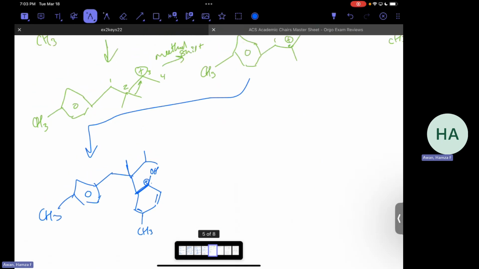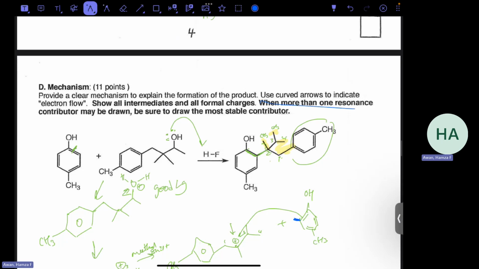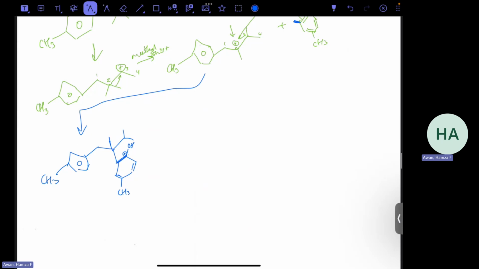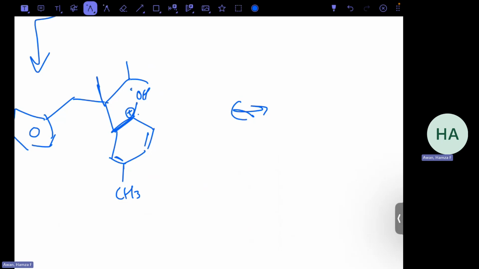Okay, so next. One thing that you have to do in this exam: when more than one resonance contributor may be drawn, be sure to draw the most stable contributor. So technically in this one, you only have to draw one resonance contributor to show the most stable, but I think it's good practice to draw all of them so that you can get all the points, right? So we have one resonance contributor where this lone pair attacks and creates a double bond with the OH having a plus charge. We also have this double bond attacking to create a Birch reduction kind of product.